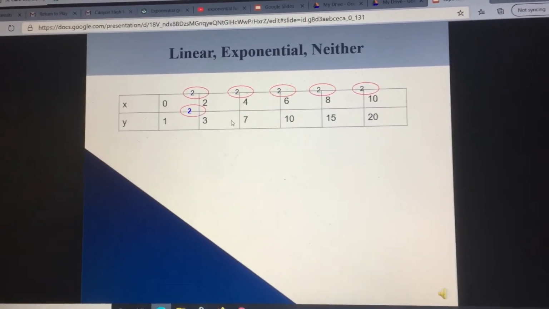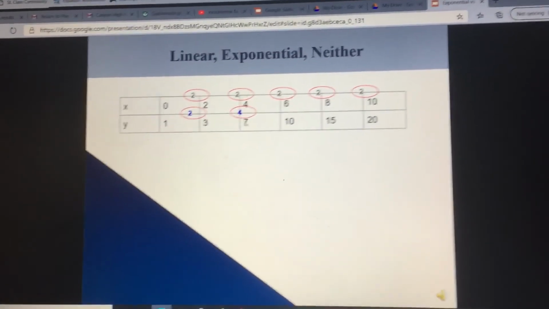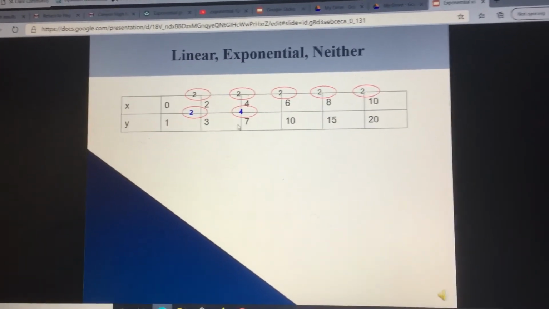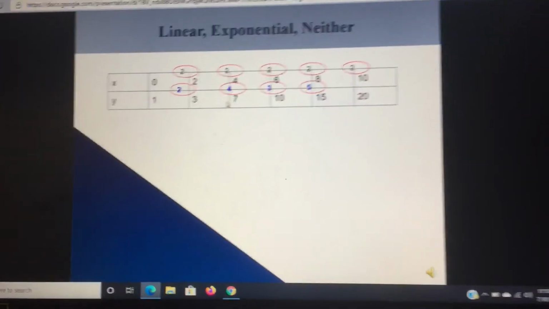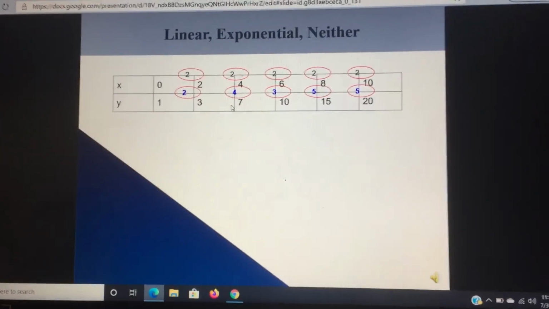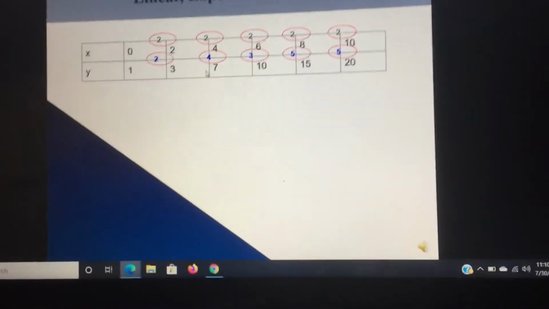Our y values, let's see here, down here, increases by 2. This difference here is 4. It's not looking so good. Now it's doing 3, and 10 to 15 is a difference of 5. So I don't think it's linear, based on the fact that it's not increasing by a constant amount.